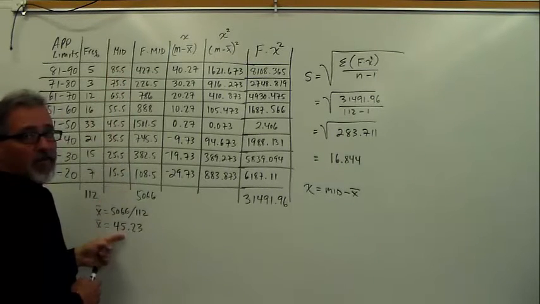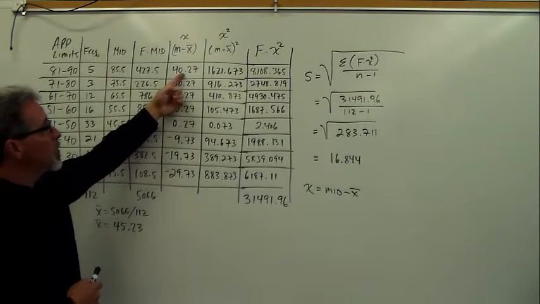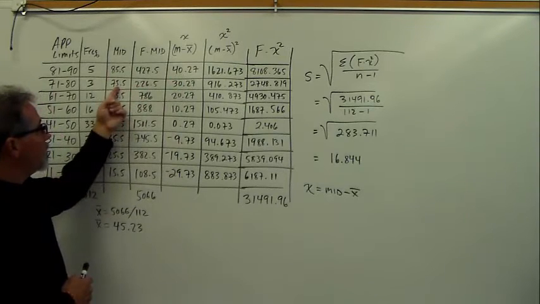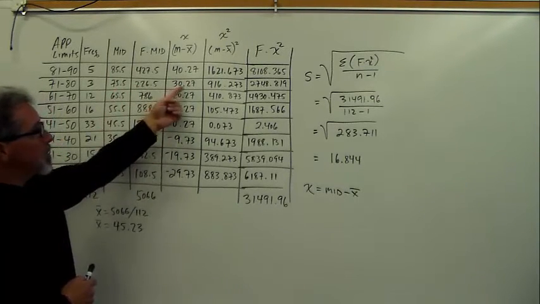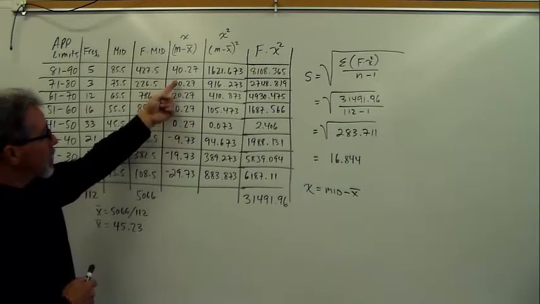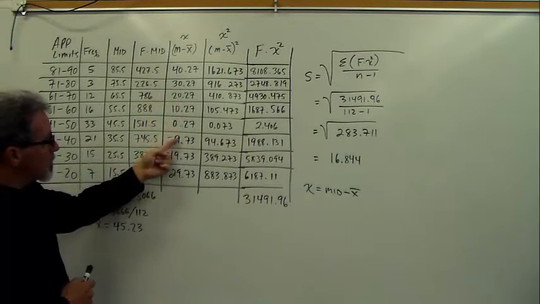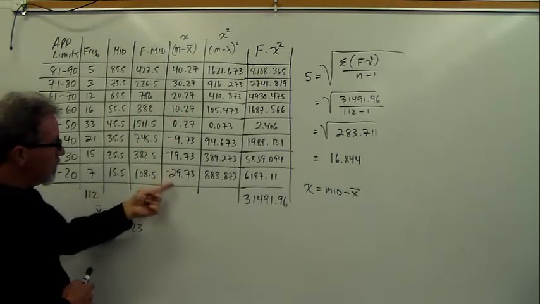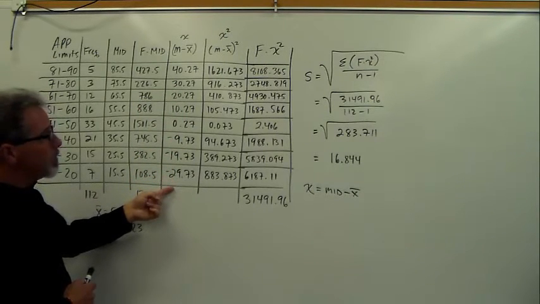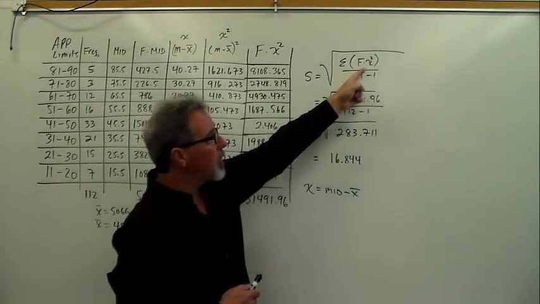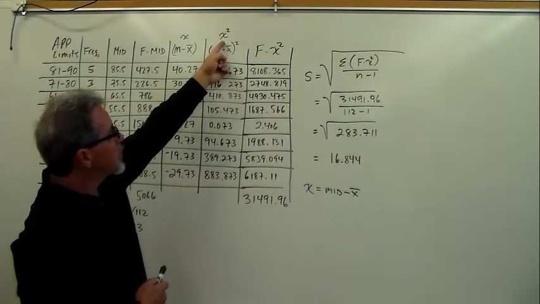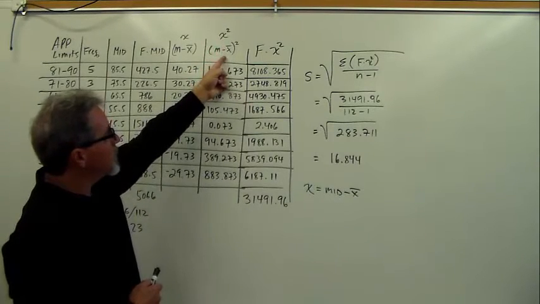85.5 minus 45.23 is 40.27. 75.5 minus 45.23 is 30.27. So we get all these mid minus the mean scores. Some will be negative. Okay? Mid minus the mean, that's our little cursive x score. But then the formula says we need a square value of that. So we're going to need cursive x squared, mid minus mean squared.